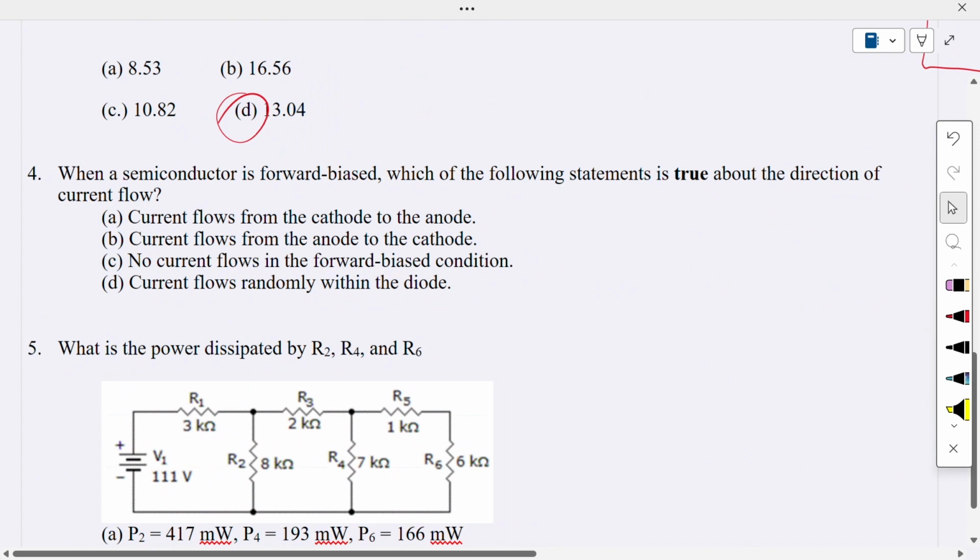We see question number 4. When a semiconductor is forward biased, which of the following statements is true about the direction of current flow? For a diode, the current will always flow from the anode to the cathode. So the answer for this is B.